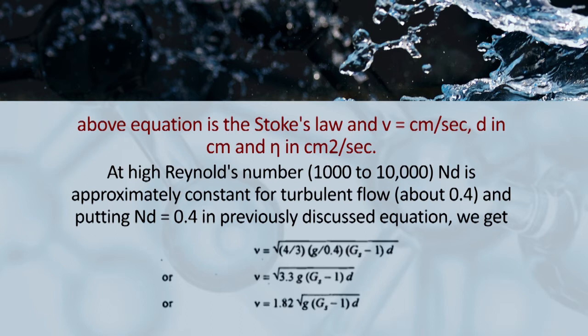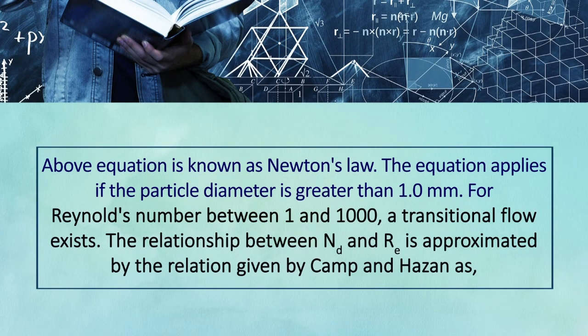At high Reynolds number, Nd is approximately constant for turbulent flow. This value is around 0.4, so put Nd is equal to 0.4 in the previous equation. So we will get V is equal to 1.82 into under root of g into (Gs minus 1) into d. The above equation is known as Newton's law. The equation applies if the particle's diameter is greater than 1 millimeter.